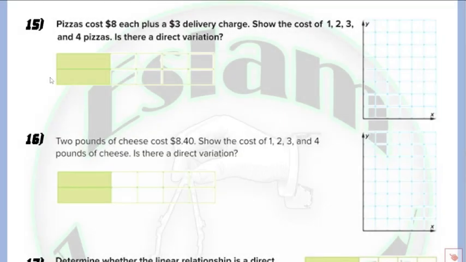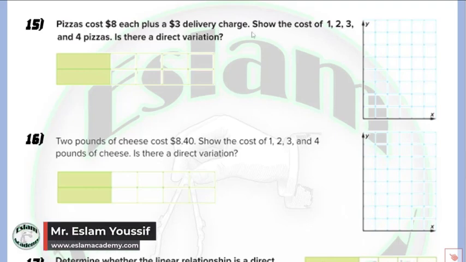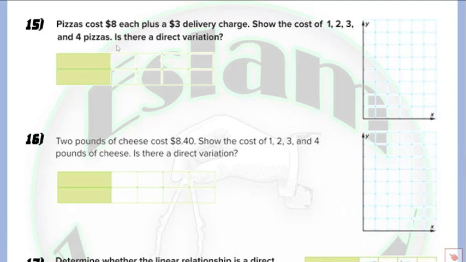In this problem, we have the cost of one pizza equal to $8. After that, we will pay $3 for a delivery charge. We need to find the cost of 1, 2, 3, and 4 pizzas. Then we need to find if this relation will be a direct variation or not. Number 1, we will complete the table.